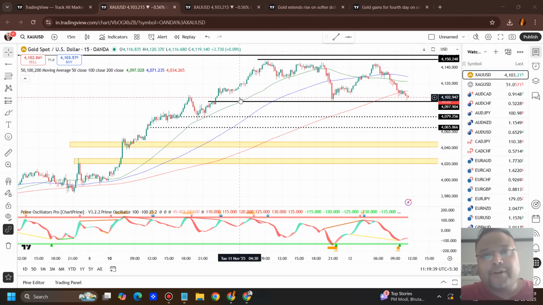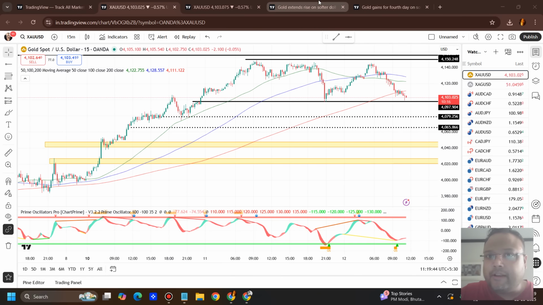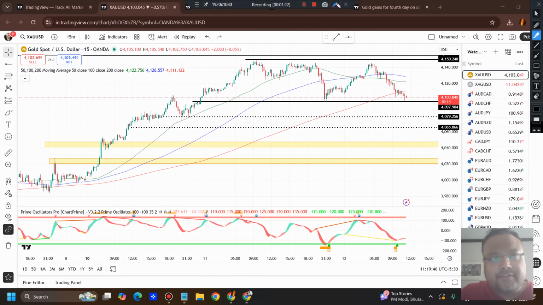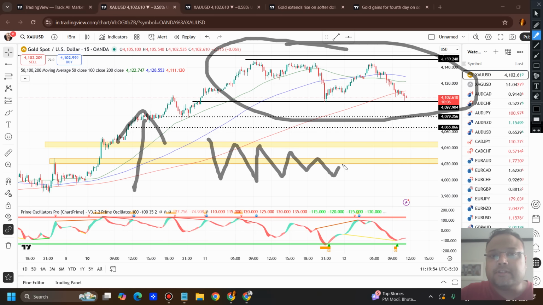So what is the trend of the market now? The trend of the market is sideways. If you are a day trader, then the market is sideways for you. Market is trading in a range. Overall trend is bullish, there is no doubt about it, but now we have a sideways market.